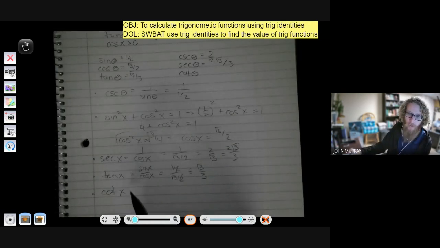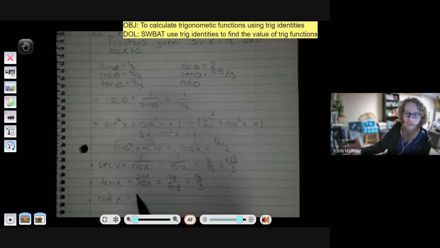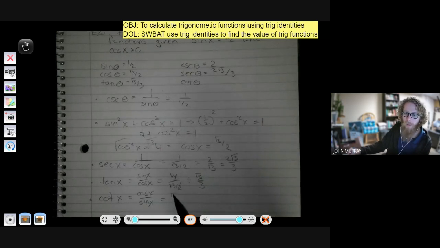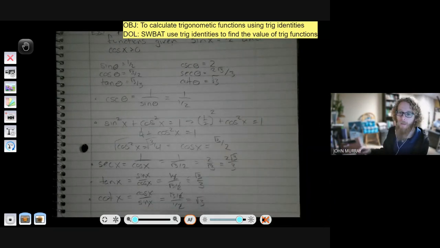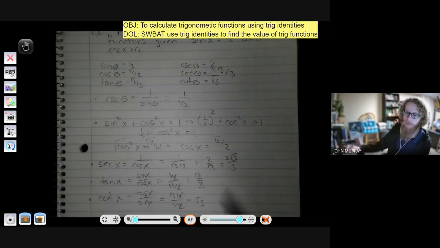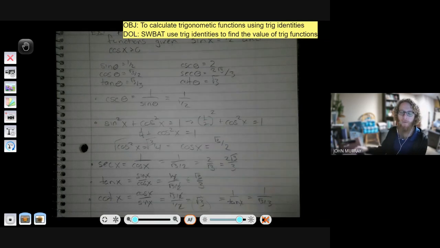And then our last one, cotangent. You could do the inverse of this, so I'm going to set it up like that. And this one's a little simpler, and we get root 3. Or you could have used 1 over tangent, which would have been a little more work because you've got to do this and then simplify to get the root 3.